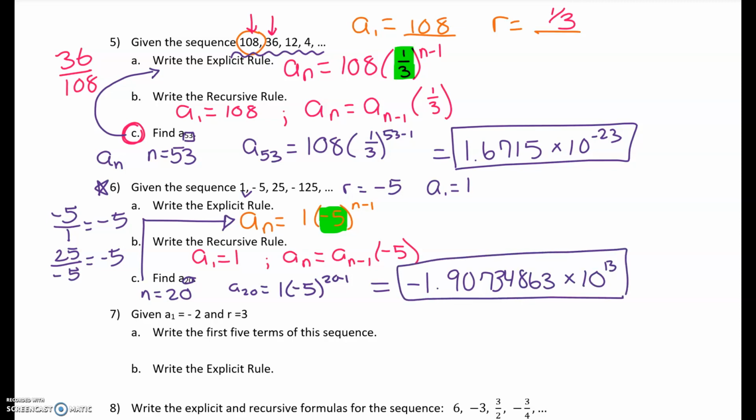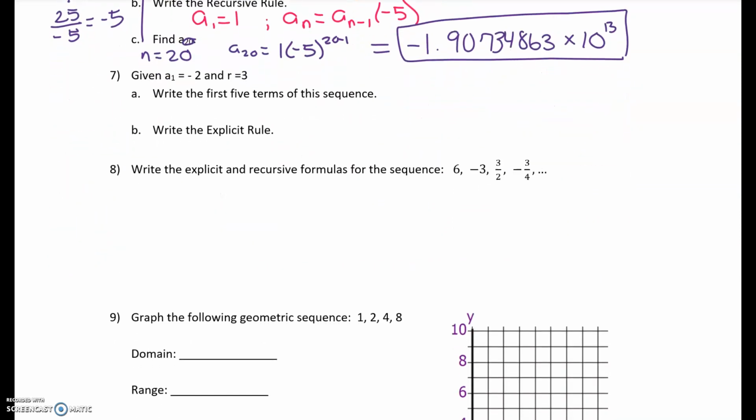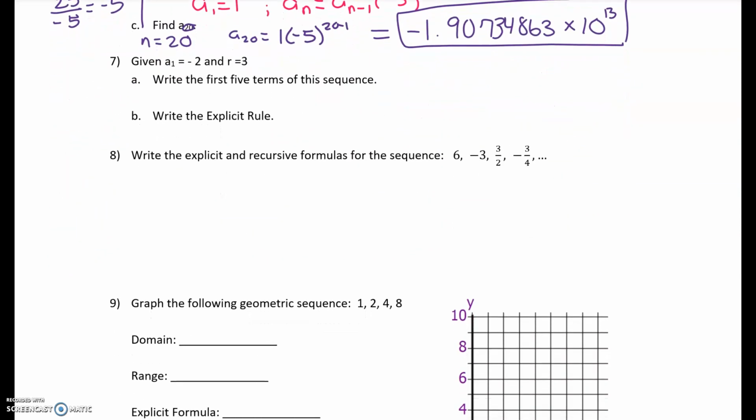Okay. Moving on to example 7. So example 7 is going to be a little bit different here. It says given a sub 1 is -2 and R is 3. So it's not giving us the sequence. This time it's just giving us the first term of the sequence and that common ratio. So could we write, like part A says, the first 5 terms?